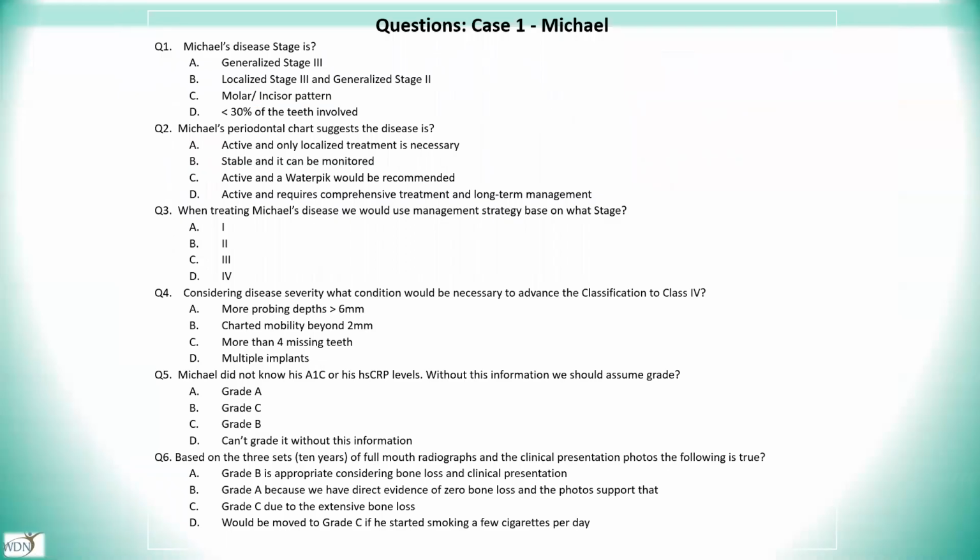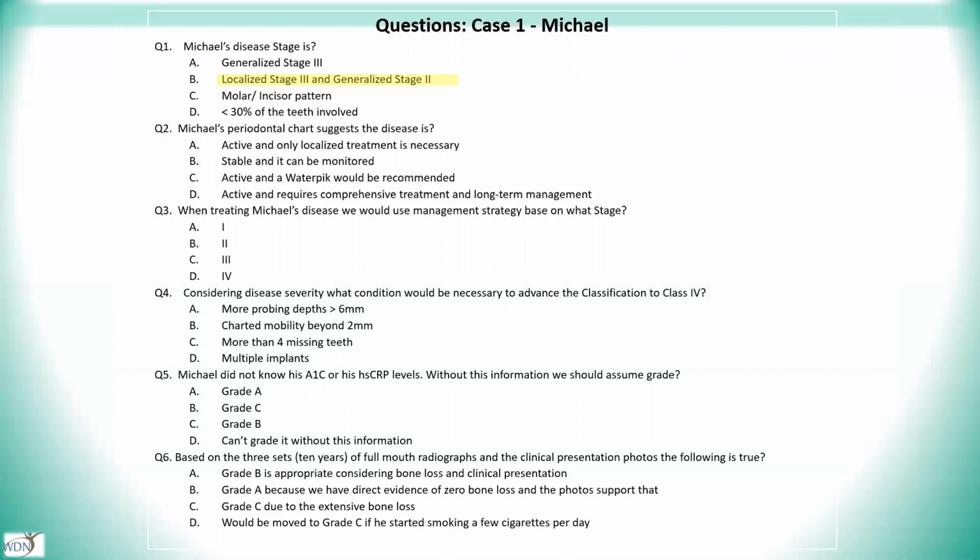So here are some questions about Michael's case. What is his disease? Michael's disease stage is, I'll let you think about it for a second, but the best representation is it's not generalized stage 3 because we had only some localized stage 3 indicators. It's not a molar incisor pattern. There's not less than 30% of teeth involved. So what fits best is localized stage 3, generalized stage 2, and we would add the word active to that at the disease presentation time, and now we would say stable as he has 0 bleeding on probing.